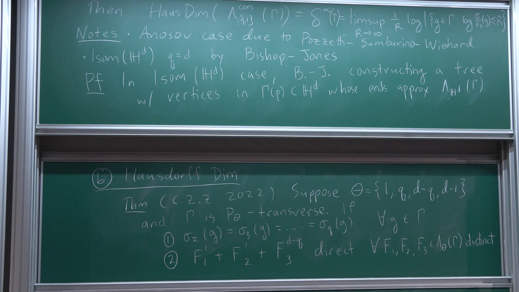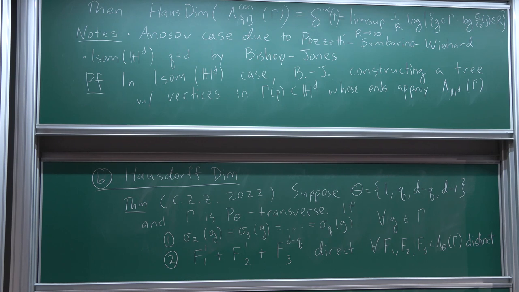Sorry, can you have Q equals 1, or is it certain? Yeah, I guess we want Q bigger than 1. Yeah, Q should be bigger or equal to 2. So, other questions? Wait, so the ISOM HD case is not contained in... Their Q is the minus 1. Yeah, it's like ISOM HD is in dimension D plus 1. Yes.